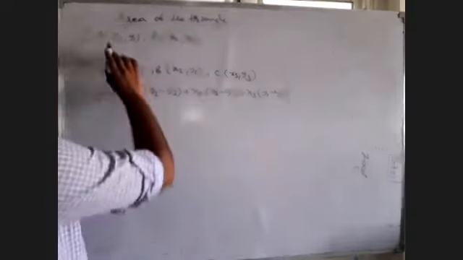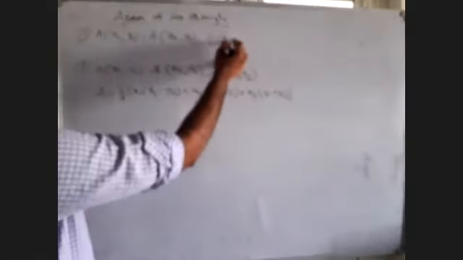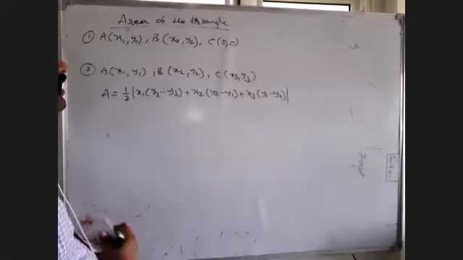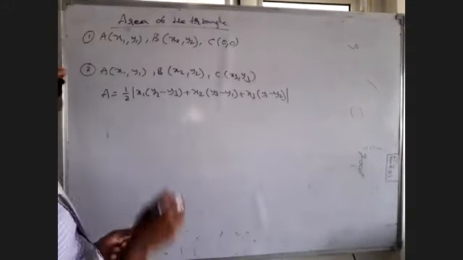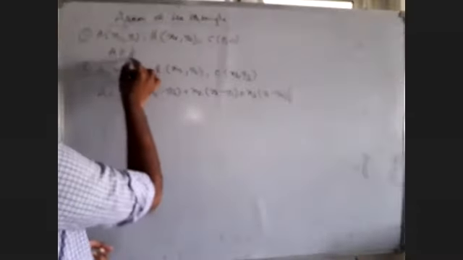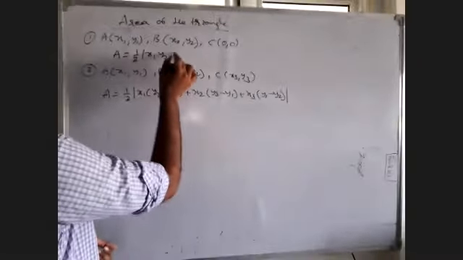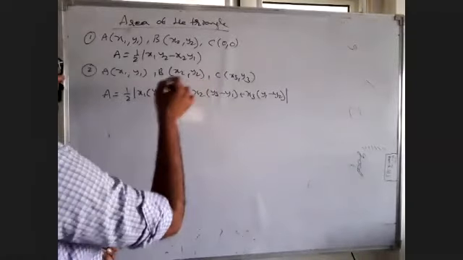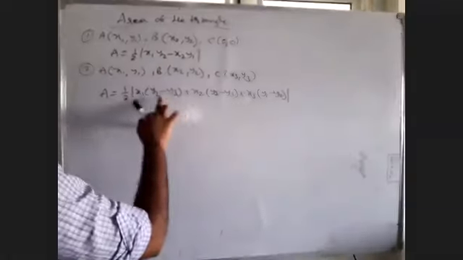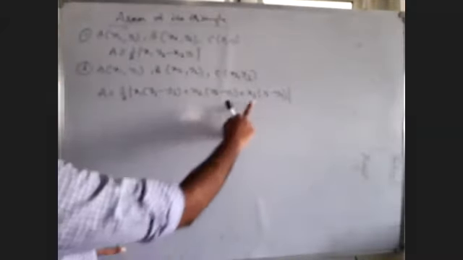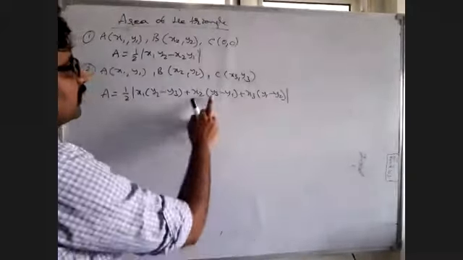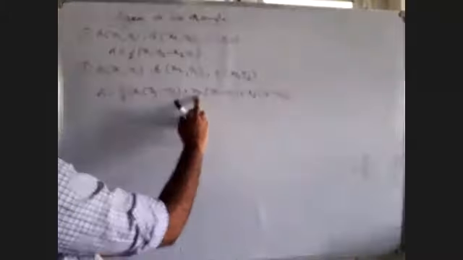If one of the vertices is (0, 0), then the formula will be area is equal to half mod (x1 y2 minus x2 y1). This is the same formula, but in place of x3 y3 you have to write 0, 0. Those terms become 0, leaving x1 y2 minus x2 y1. You can use this or the earlier one. This is direct and takes fewer seconds.